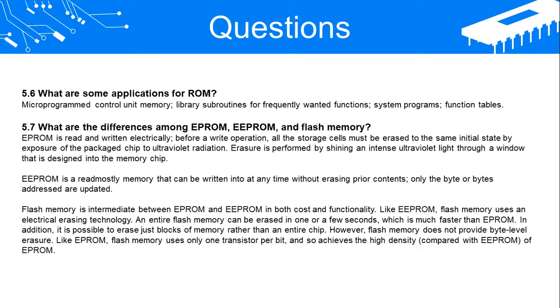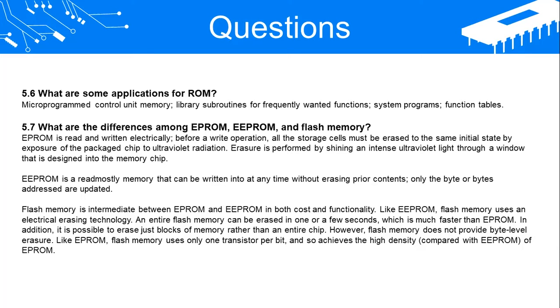Next is, what are the differences among EPROM, EEPROM, and flash memory? EPROM is read and written electrically. Before a write operation, all the storage cells must be erased to the same initial state by exposure of the chip to ultraviolet radiation. Erasure is performed by shining an intense ultraviolet light through a window that is designed into the memory chip.